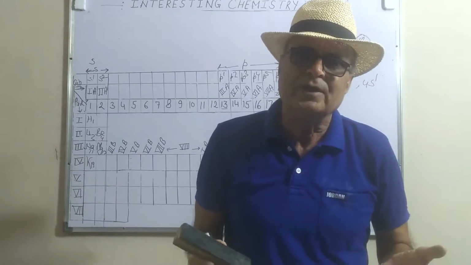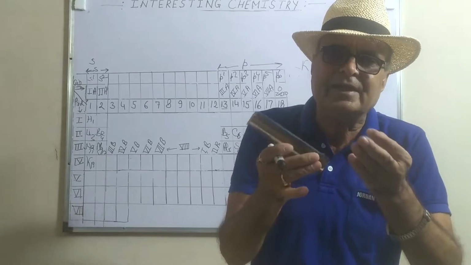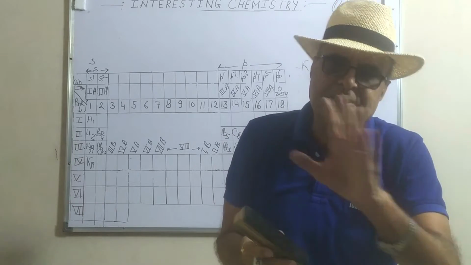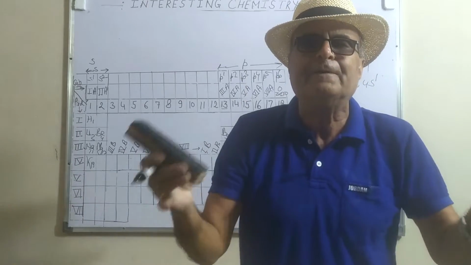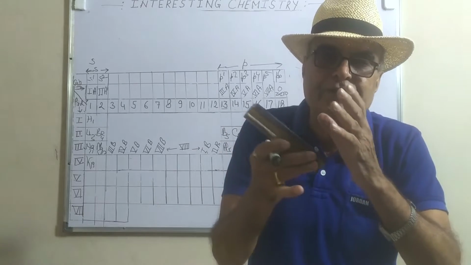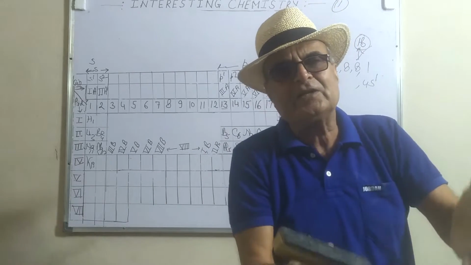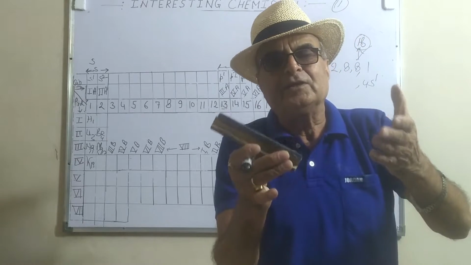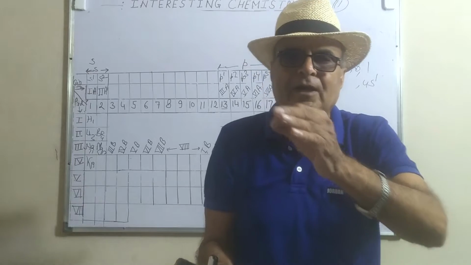We told you that the third shell can still occupy 18 electrons. The total number of electrons found in the third shell can be 18. There are 18 electrons that can be occupied by the third shell.